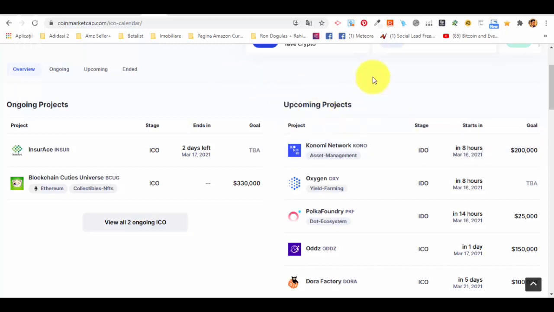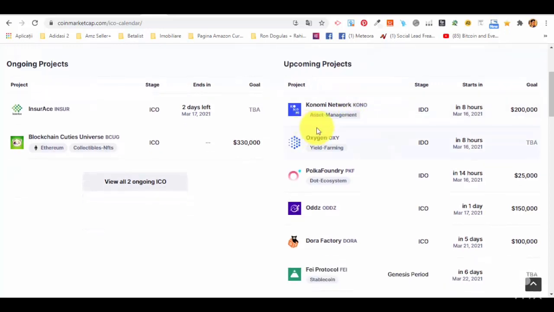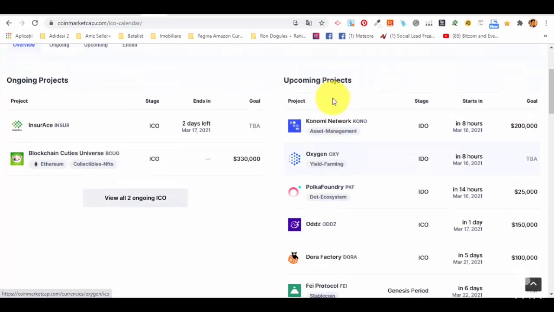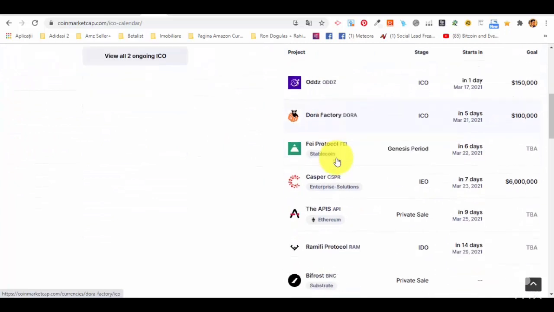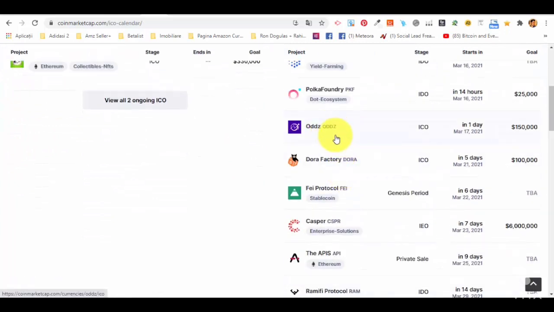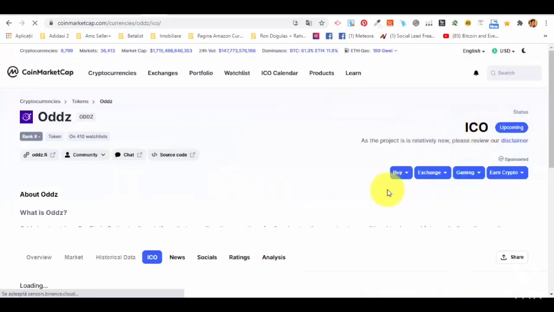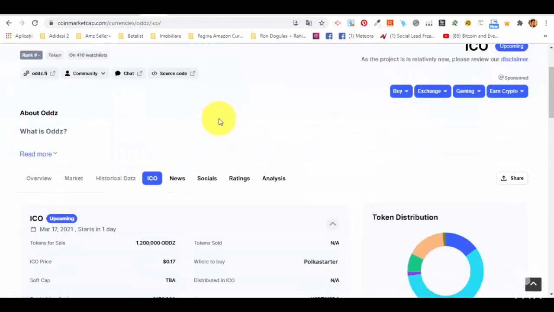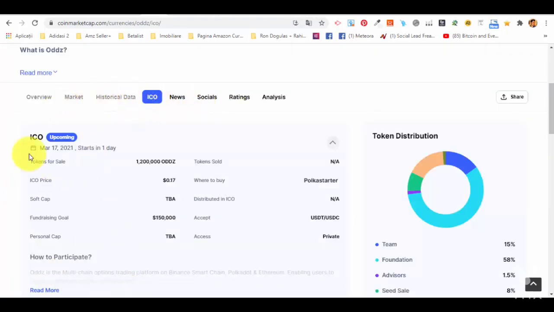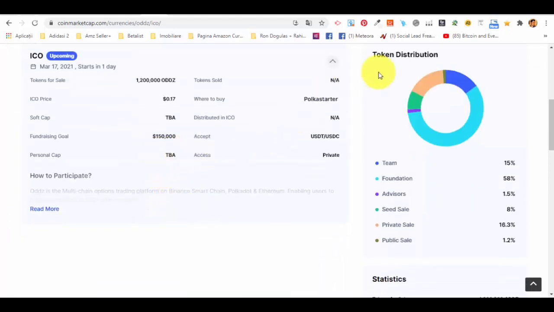And for example, right now you can see the upcoming projects, and there are plenty of them here. What you have to do is click on one of the projects. This one starts very soon, and you can see data about the ICO price, the cap. So basically this is the soft cap. It's like a minimum amount that they want to get raised. Fundraising goal, they want to raise $150,000. Personal cap and so on.